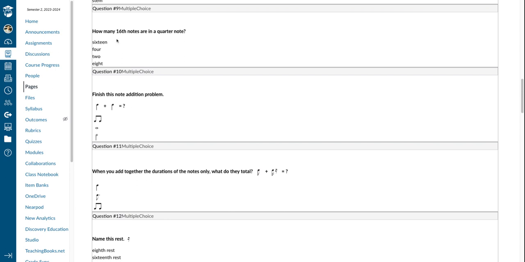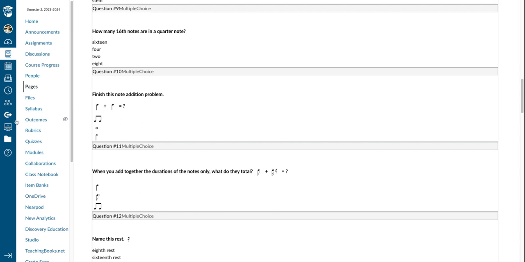Number 9, how many 16th notes are in a quarter note? We said that was 4, right? So we have 4 16th notes: 1, 2, 3, 4, by drawing 4 note heads, 4 stems, and 2 beams, right? Each of those notes gets a quarter of a beat, or we said 0.25 or 25 cents, and 0.25 times 4 equals 1 beat. Then we'll add them all together.